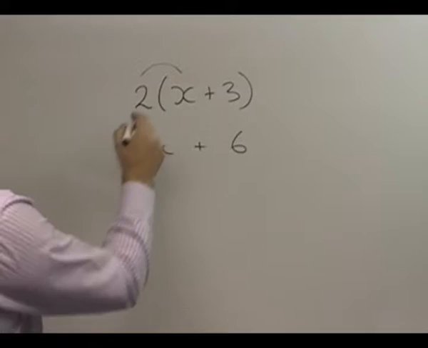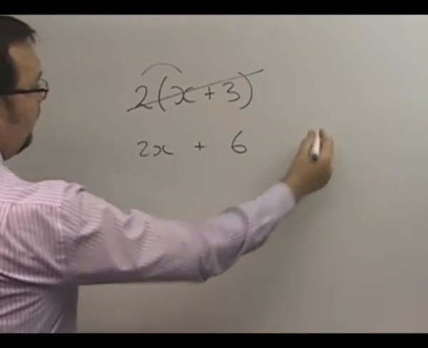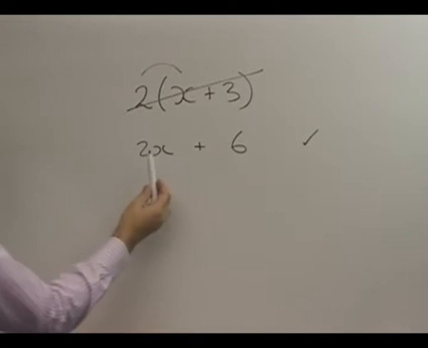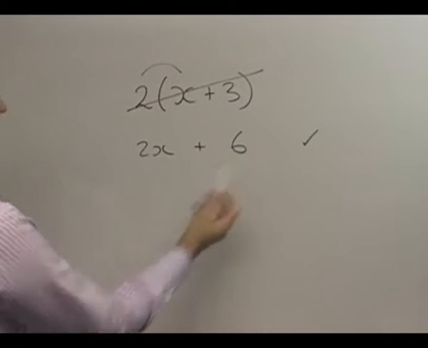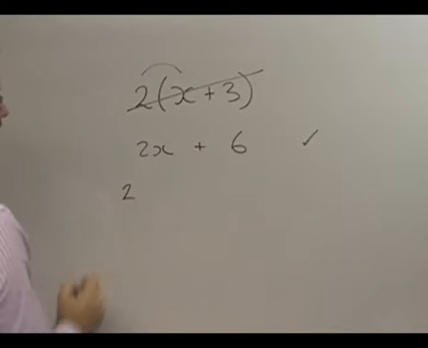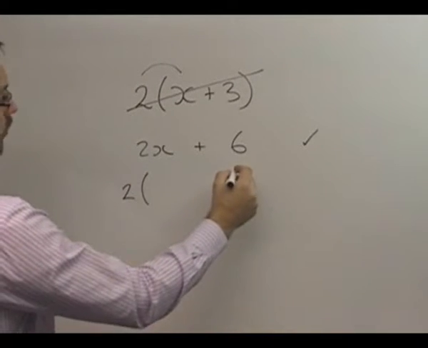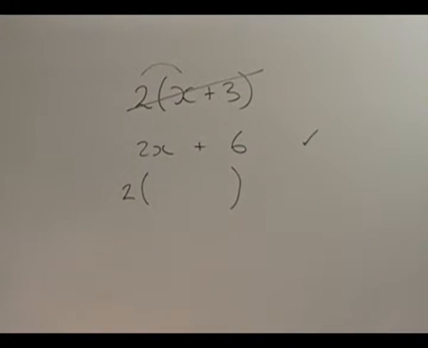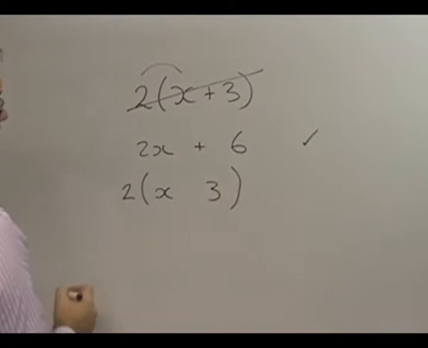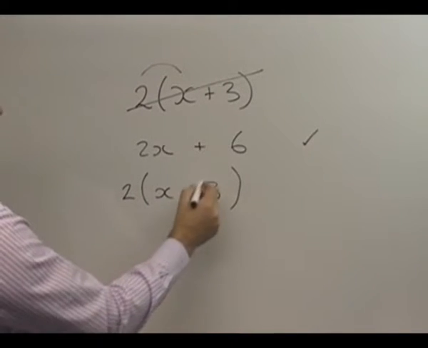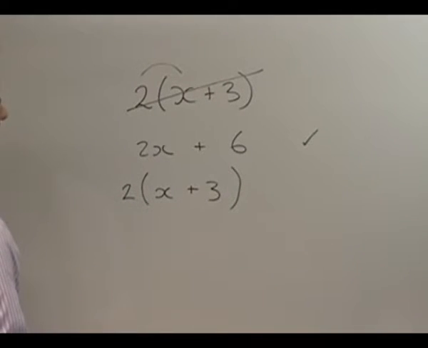So factorising, we don't start with that, we start with this. And what we do is we look for a common factor in both these two. So what goes into 2 and into 6? Well, 2 does, and we don't have x in common in both, so we bring 2 outside the brackets and we say 2 times what is 2x? 2 times x is 2x. 2 times what is 6? Well, 2 times 3 is 6. And it's 2 times positive 3 because it's positive 6.